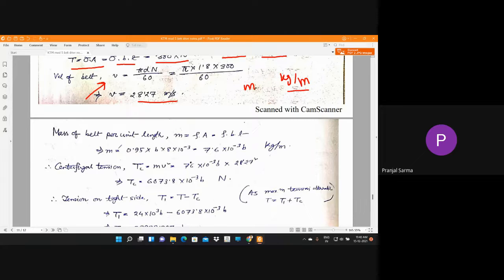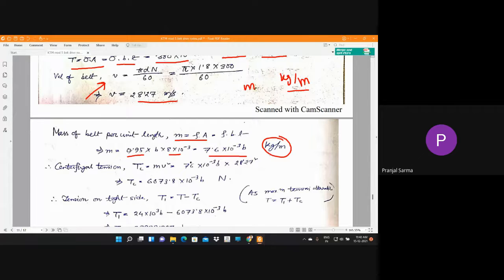So how can we find out the mass of belt per unit length? So m equal to, so rho is given. Okay, so we can write m equal to rho into A. A is nothing but b into t. Okay, so just by putting the values, rho is given. Okay, b remains as b, thickness is given. So m becomes 7.6 into 10 to the minus 3 into b. So this is in kg per meter. Okay, that is what is required.